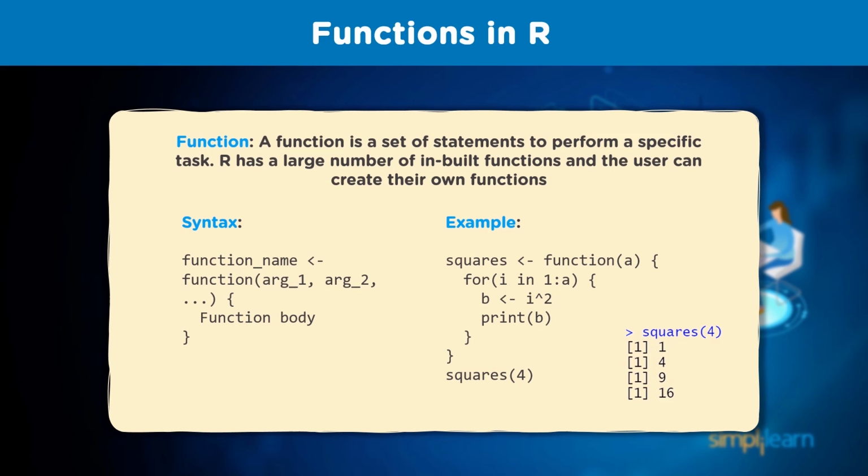So for example, we say squares and we pass in a value of 4. So that becomes for i in 1 to 4. So you would start with 1. The value of 1 square would be 1. And then you have your value for 2. So 2 square would be 4. Then we have 3. 3 square would be 9. And then we have 4 square, which is 16. This is a simple example of a function. And this is how you can create your own function to carry out some computations.